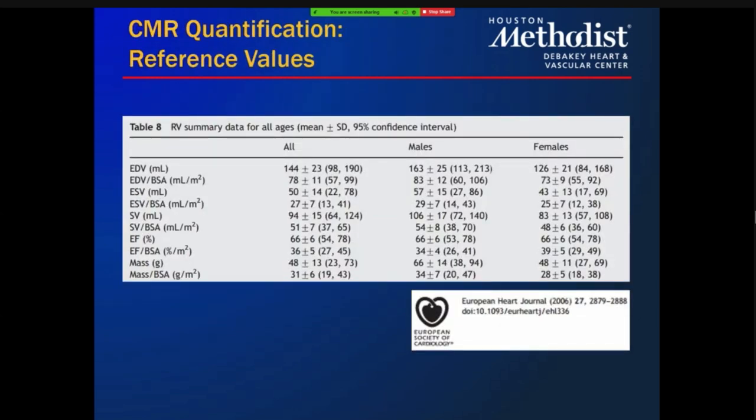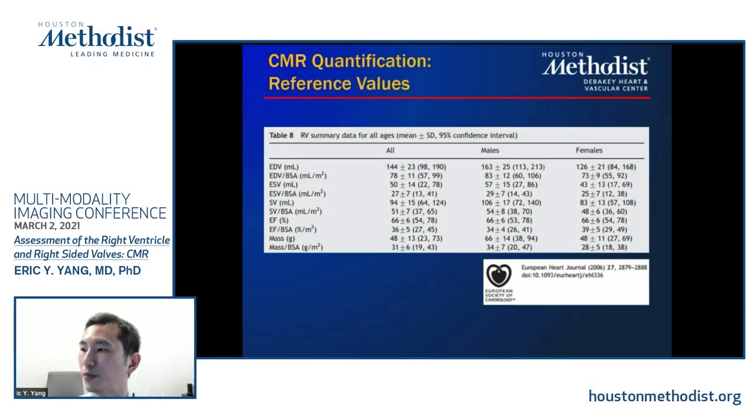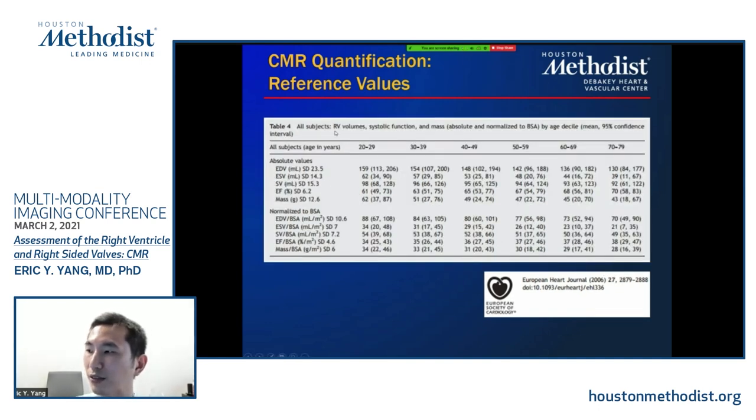Okay. Now, what about what's considered normal versus what's not? In the world of CMR, we use a lot of data from King's College. Dr. Maceira and her group recruited a set of about 100 volunteers and binned them into different deciles of age, and came up with these different figures for end-diastolic volume and end-systolic volume, stroke volume, EF, and mass. This is shown here, showing the overall characteristic cohort division by males versus females, and then also a breakdown by decile of age.